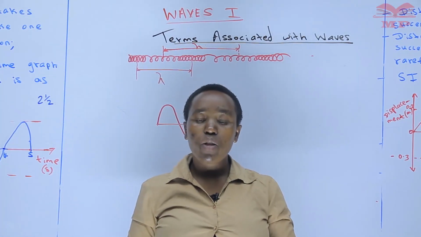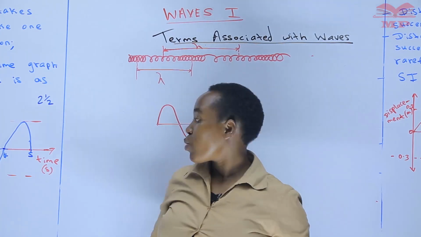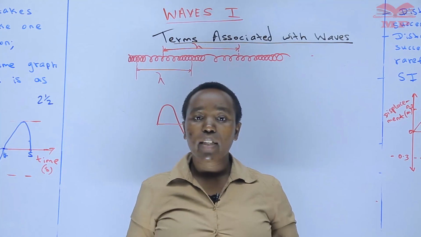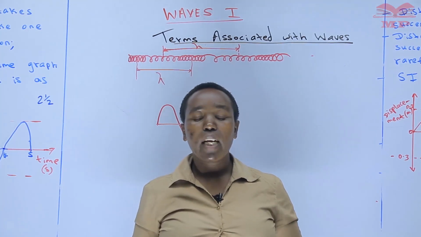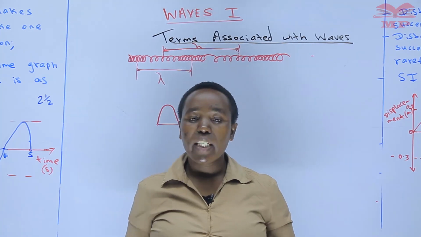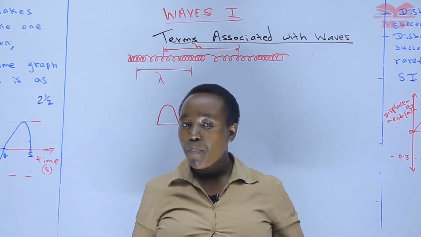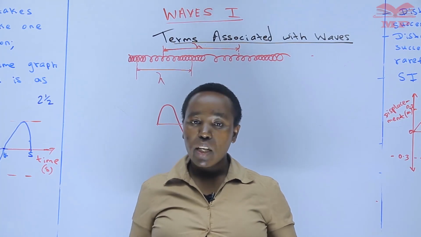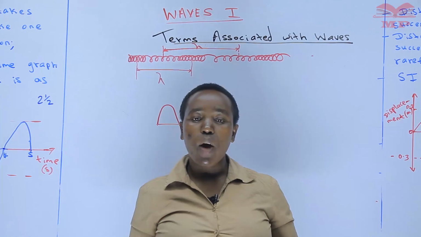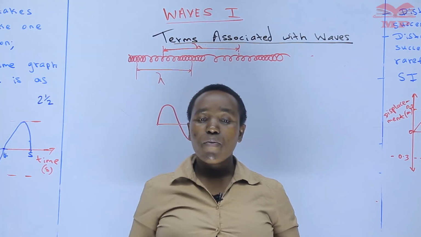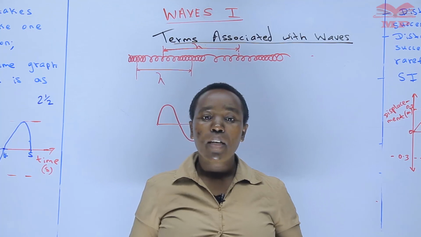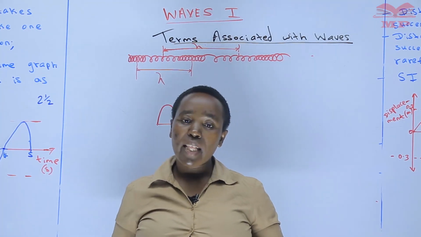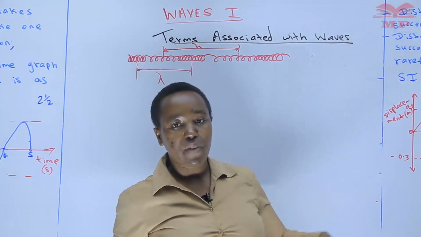Again, in Form 3, in waves, you'll also be using these terms that we have just looked at. So we have looked at 4 terms. We have looked at amplitude, and we've said it's the maximum displacement from the mean position. Frequency, number of complete oscillations in 1 second. We have also looked at periodic time, time taken to complete one oscillation, and finally wavelength, and we have given it all these definitions.